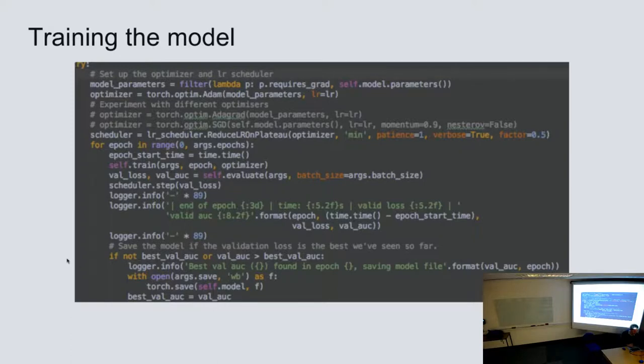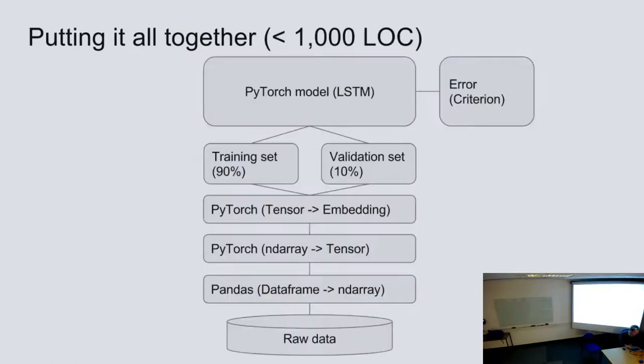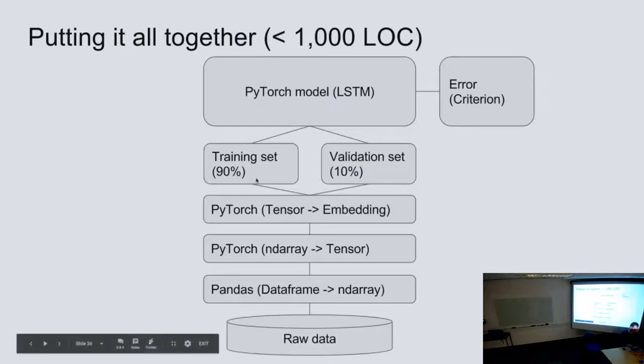It really does. They've tried to make it as simple as possible for the core heavy lifting of training models. So in less than 1,000 lines of code, we have a system which will load the raw data off disk and give us back a NumPy ND array, which we can then convert to a tensor, finally convert a tensor to an embedding, and then split it into two. So a 90-10 split, train set and validation set, and then feed it into our PyTorch model and then our error criterion. Okay, so let's run that.